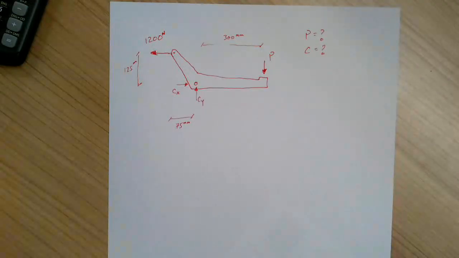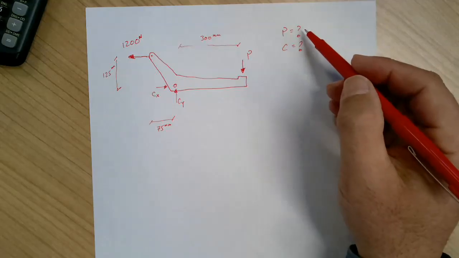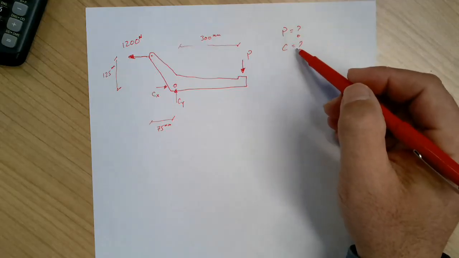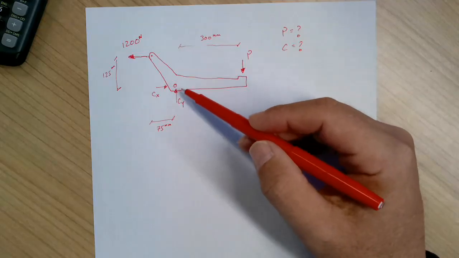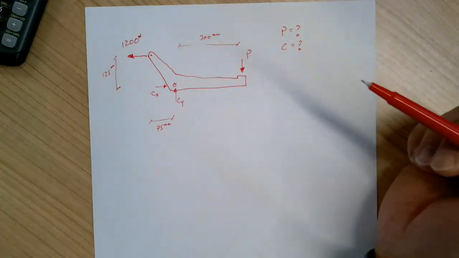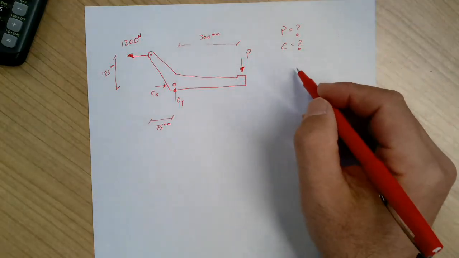So problem 415, I've drawn the free body diagram here. Identified what it is we're trying to solve for, P, and the reaction at C. Remember, Cx and Cy are just two components of C. I'm going to use this to introduce the concept.